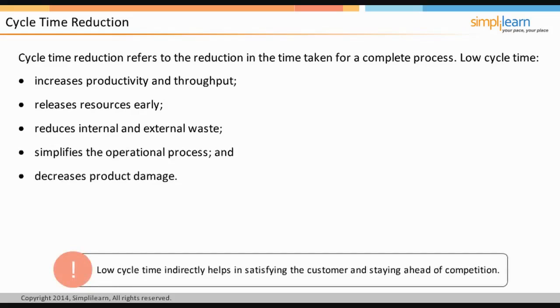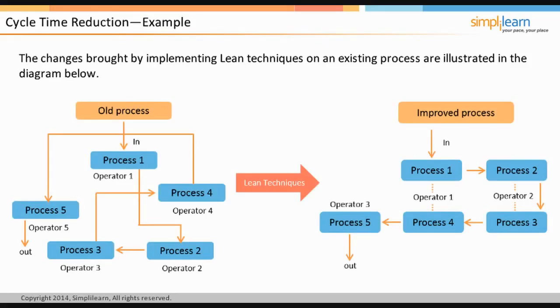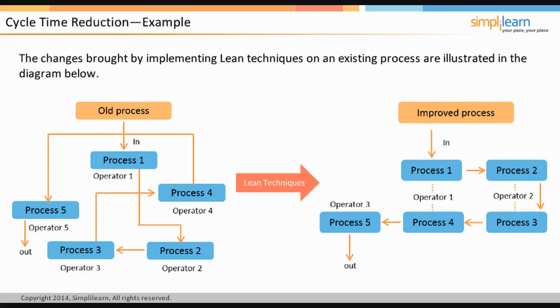All these factors help in satisfying the customer and staying ahead in competition. The following screen describes the concept of cycle time reduction through an example. The changes brought by implementing Lean techniques on an existing process are illustrated in the given diagram. Things to be noticed are number of operators used, work allocation to the operators, path or the movement in the process, and flow of the process.